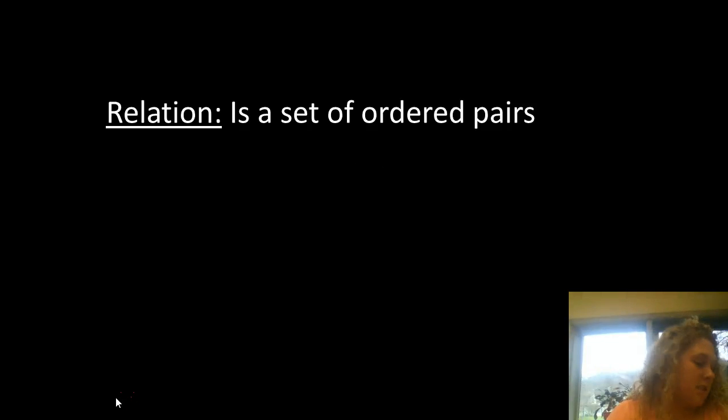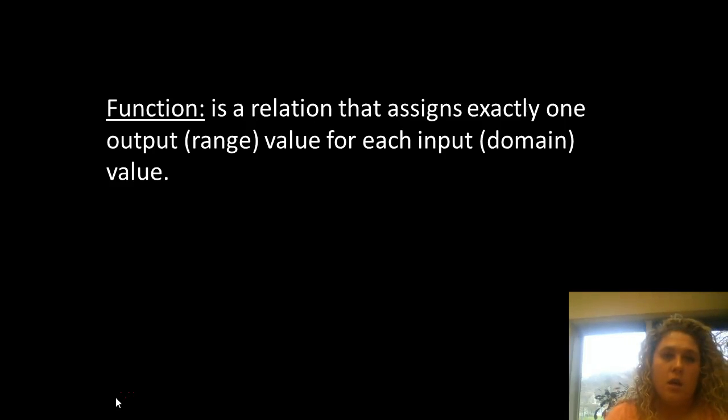A relation is a set of ordered pairs. A function is a relation that assigns exactly one output range value for each input domain value. So there's exactly one for each x value.